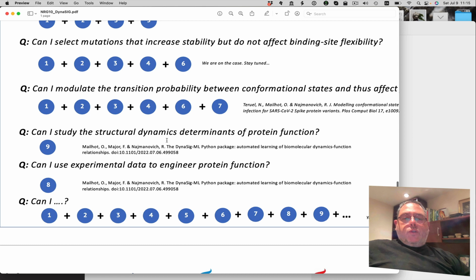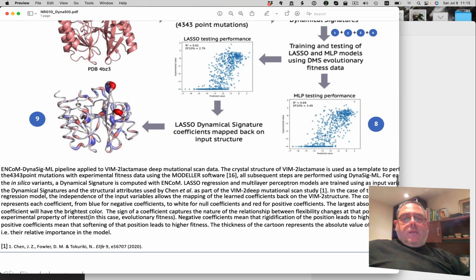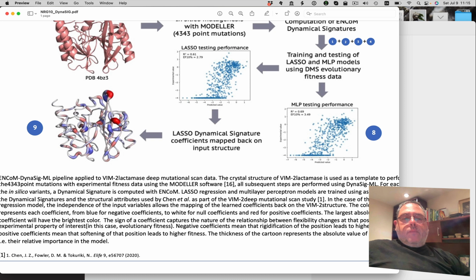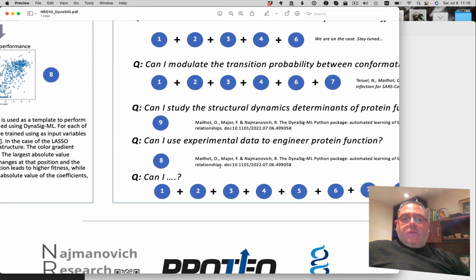Can I study the structural determinants of protein function? This is exactly what we did here with the VIM2 beta-lactamase. And because you can map them on the structure, you can understand what areas of the protein affect function and how they affect it. For example, the red areas may increase the evolutionary fitness in general. So most mutations here do that, whereas most mutations in this blue area decrease the fitness. So that allows you to understand function.